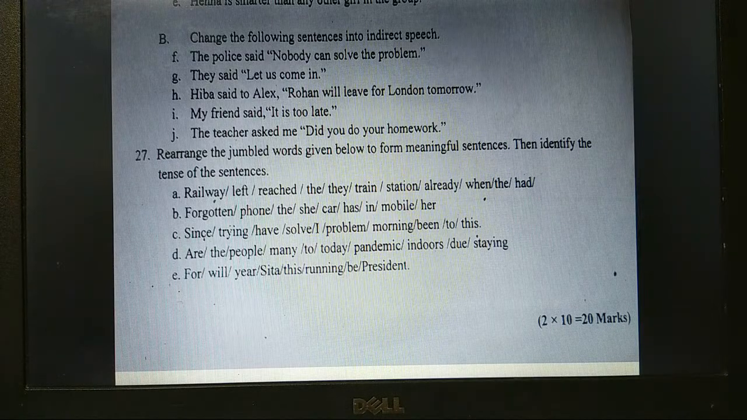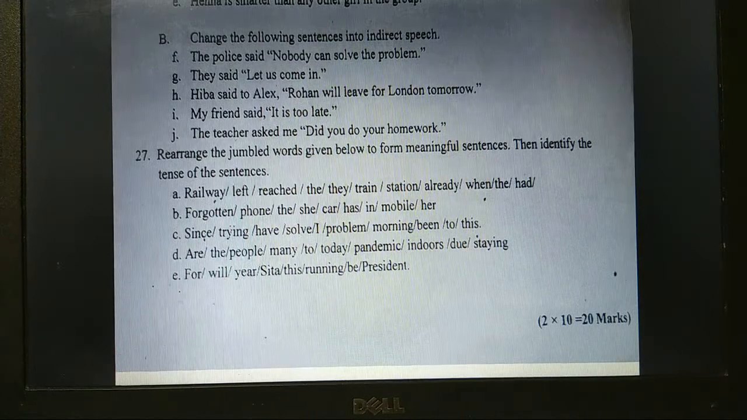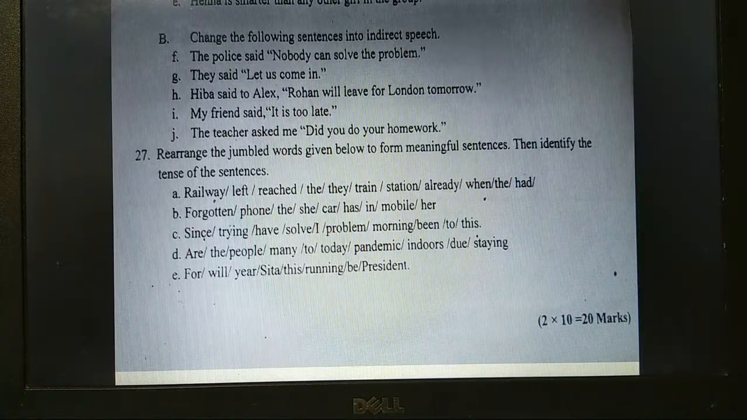Now we come to the last question. 27. Rearrange the jumbled words given below to form meaningful sentences. Then identify the tense of the sentences. Remember, 5 sentences, jumbled order, arrange them in the meaningful order, then mention the tense of the sentence. Okay, first one, A. Railway left reached the day train station already when the had.